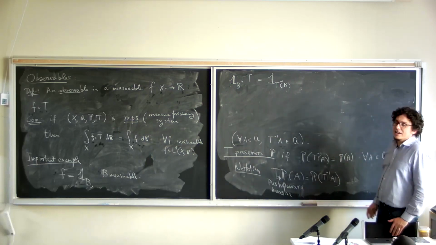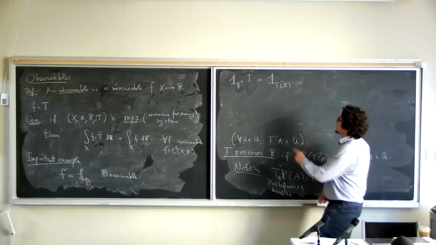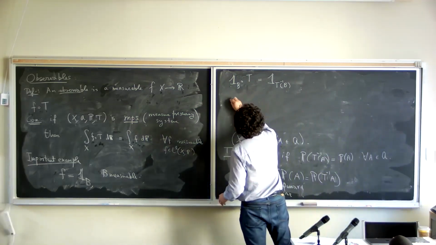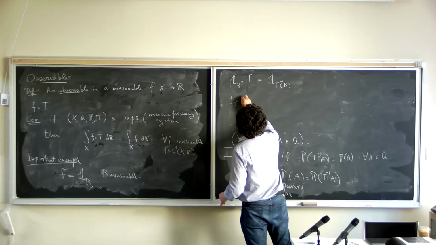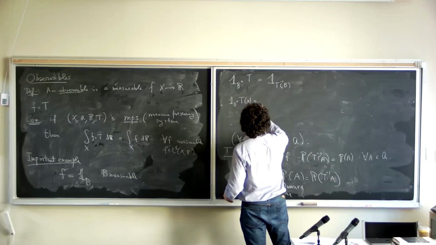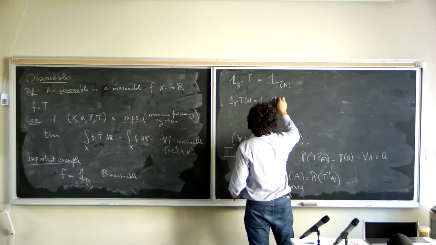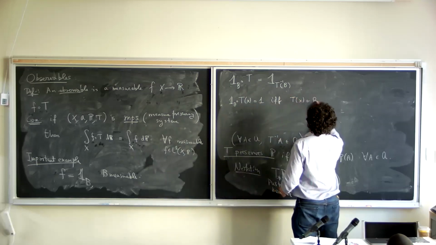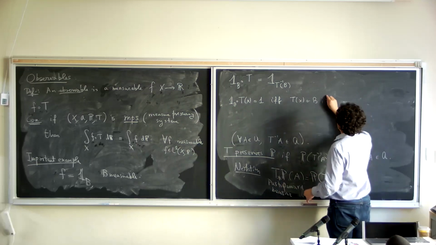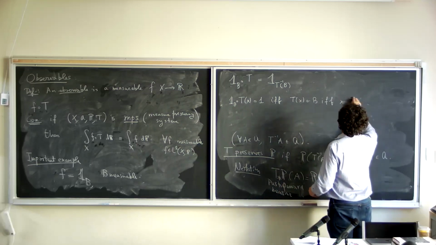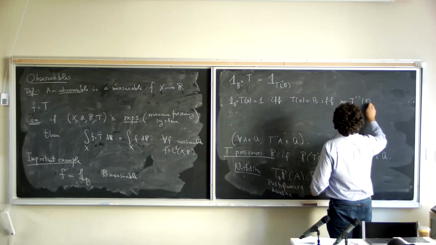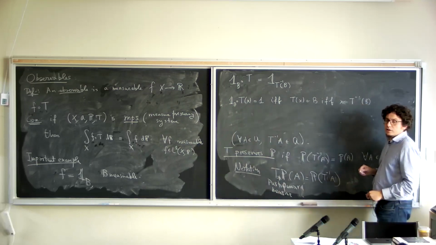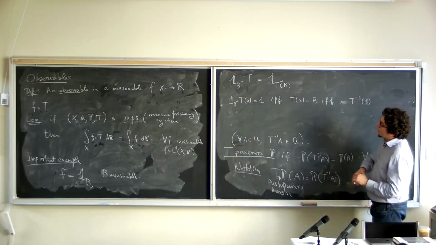This is extremely easy to see, right? Because the characteristic function 1_B composed with T at x equals 1 if and only if T of x belongs to B, which is of course if and only if x belongs to the inverse image of B. So we proved it.